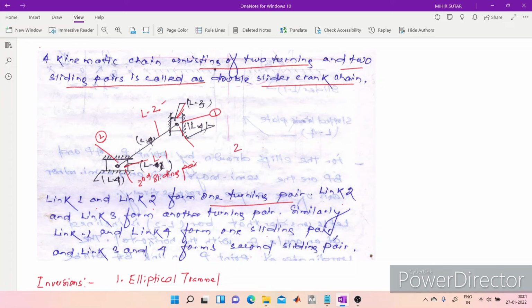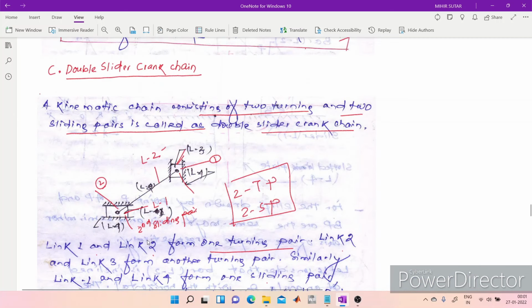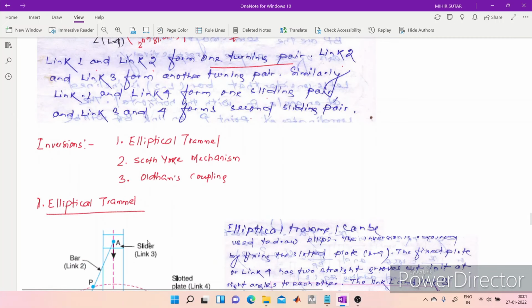So in total we have 2 turning pairs and 2 sliding pairs here. Now, what are the possible inversions? Possible inversions of this double slider crank chain are the elliptical trammel, the Scotch yoke mechanism, then Oldham's coupling. These are the 3 possible inversions of double slider crank chain.